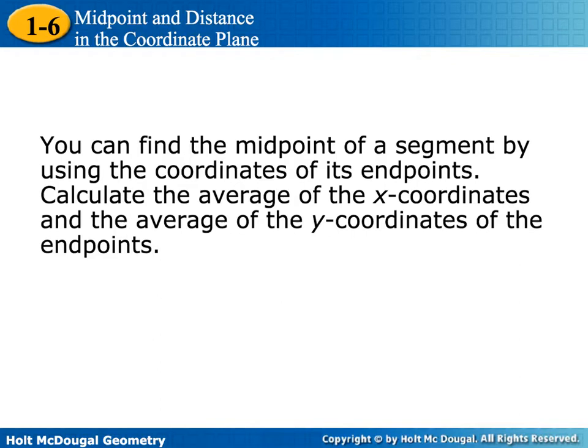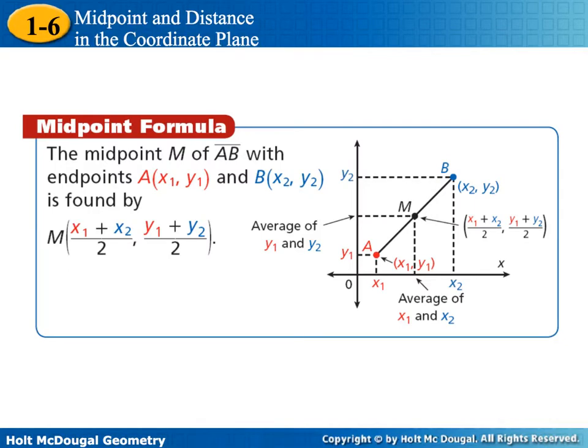Okay, you can find the midpoint of a segment by using the coordinates of its endpoints. Calculate the average of the x coordinates and the average of the y coordinates of the endpoints. So that's what the midpoint formula is getting ready to show us. Go ahead and, once I get done explaining this, pause the video and write this down. I'm not really worried about having this written down as much because we'll see an example here in a minute. But the midpoint M of AB. So this line is AB, and M is the midpoint. So x1, y1 is point A, x2, y2 is point B.